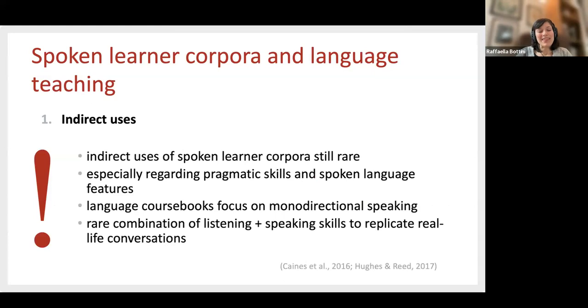The problem is that the indirect uses of spoken learner corpora are still rare, especially when we think about pragmatic skills and all those spoken language features that we listed at the very beginning. And also, language course books often focus on monodirectional speaking. And if they present dialogues, as we've seen in the examples, these dialogues are not characterized by all those features that are involved in the co-construction and negotiation of meaning. And we also have a rare combination of listening and speaking skills in existing language teaching materials that is important because that replicates what actually happens when we take part in real conversations in real life.